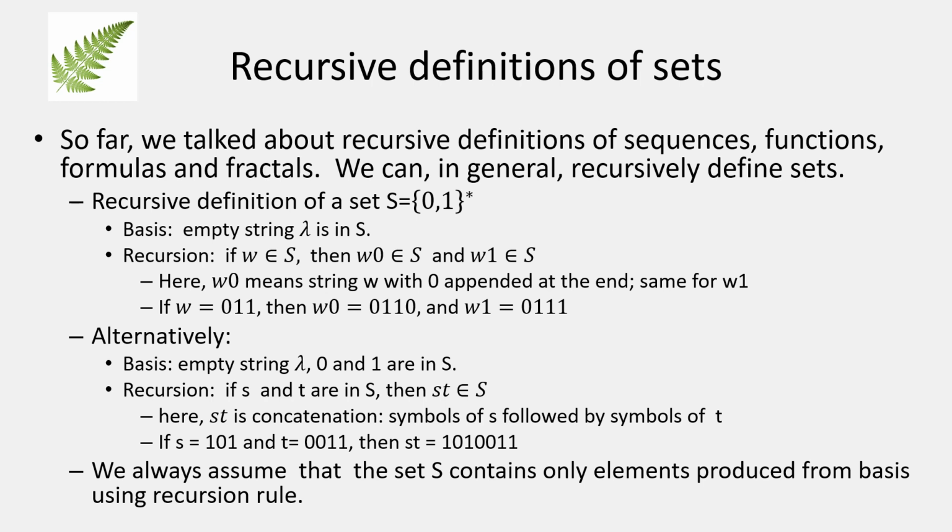And for the recursion, if some string is already in the set, then if you take the string and put a 0 at the end, you get something in the set. If you take a string and put a 1 at the end, you again end up with something that belongs to the set of binary strings. So for example, if you already generated the string 0, 1, 1, and you know it belongs to your set of binary strings, then that immediately tells you that the string 0, 1, 1, 0 and the string 0, 1, 1, 1 are also in the set of your binary strings.